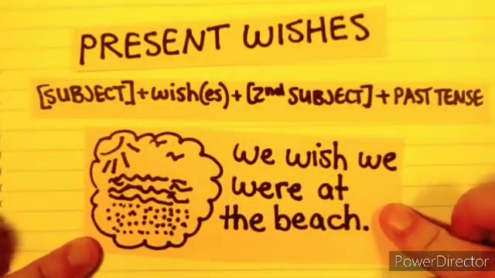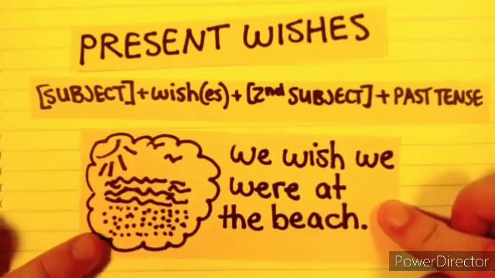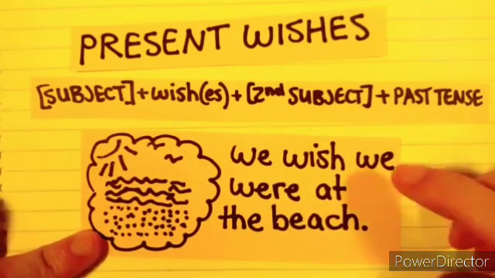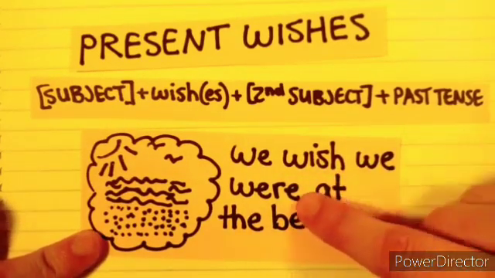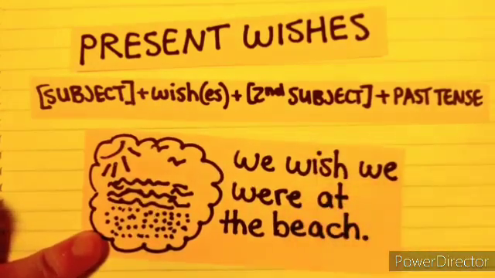We wish we were at the beach. We're not at the beach. We want to be at the beach, so we wish we were at the beach. And you'll notice that were is in the past tense.